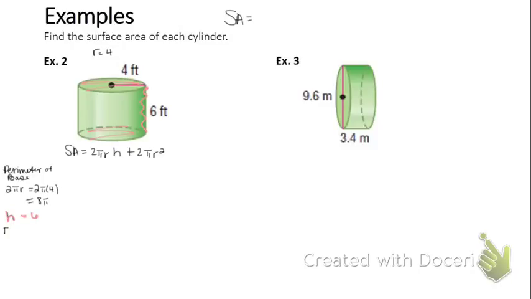And then we find our base area. Our base area is pi r squared, and we already decided our radius was 4. So that's 16 pi. Do we have all the pieces we need now? So 2 pi r is 8 pi. Our h was 6, plus 2 times pi r squared, which is 16 pi.